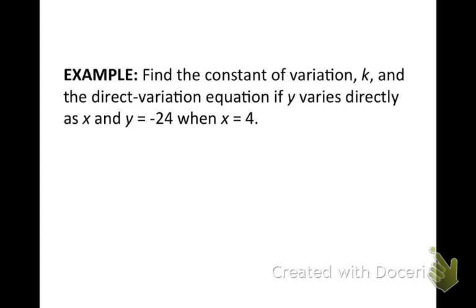We want to find the constant of variation k. Same thing as slope. So tell yourself, I want to find the slope. And then I want to write the direct variation equation. Well, that just means find the linear equation. If y varies directly as x, all that's telling me is this is direct variation. And y is equal to negative 24, and x is equal to 4.